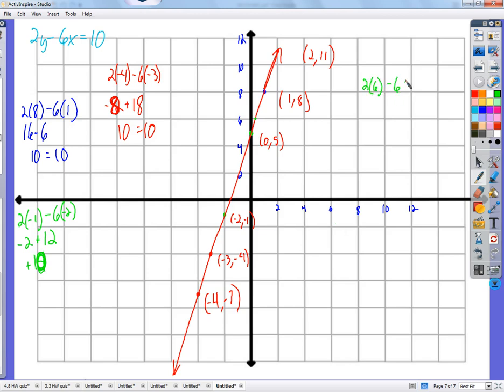2 times 6 minus 6 times 1/2. We got 12 minus 3, that's 9. So 2 times 6 minus 6 times 1/3, that's 12, minus what's 6 times 1/3? 2. And that is 10 like it should be. So the point 1/3 comma 6 is a solution as well.